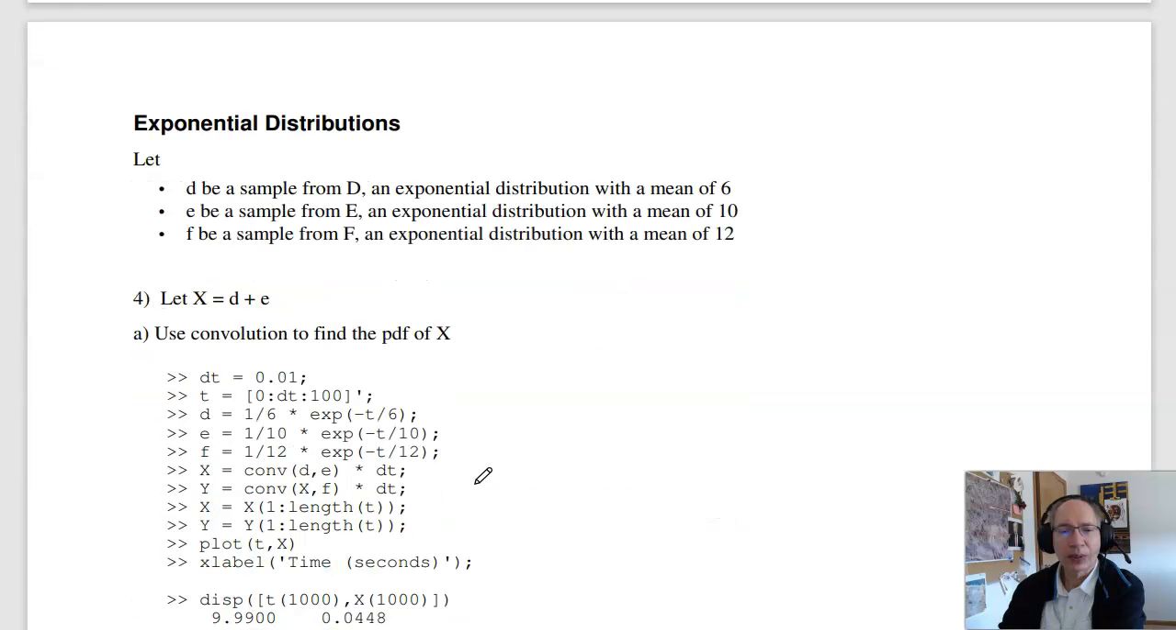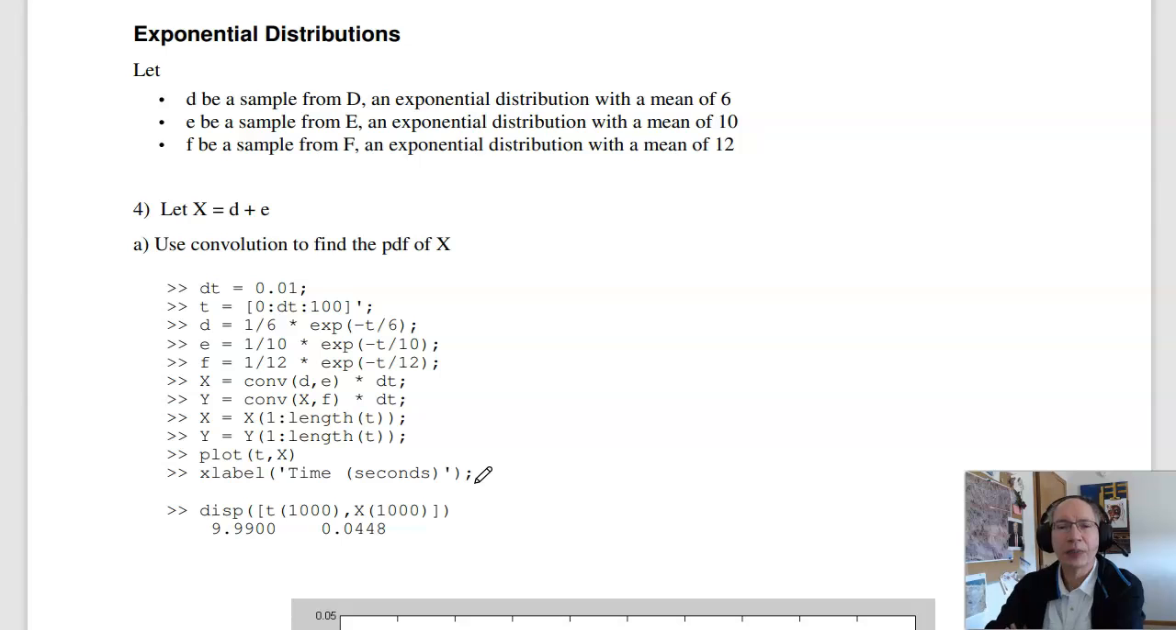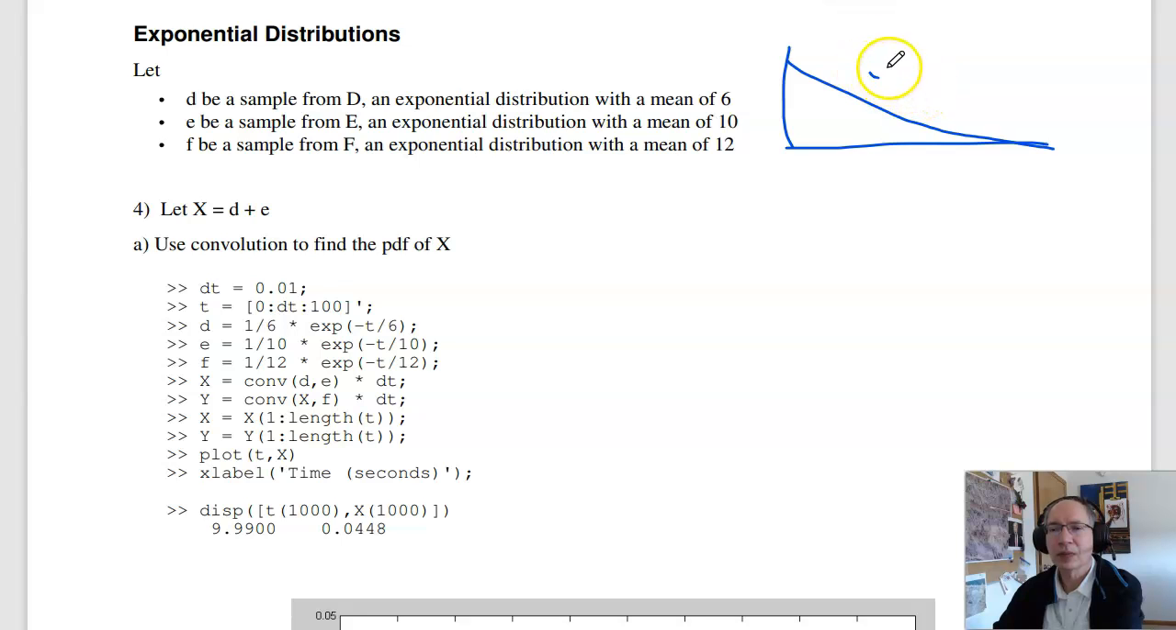Number 4 looks at exponential distributions. So D is an exponential with a mean of 6, so this decays as e to the minus t over 6, correction, erase, draw e to the minus t over 6, and to make the area 1, I've got to divide by 6.